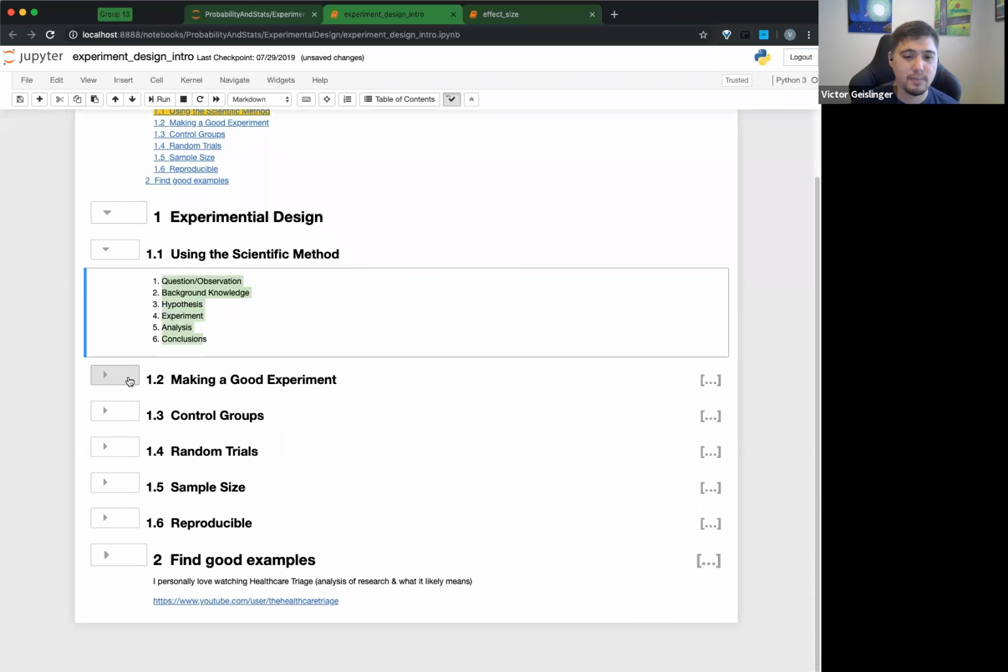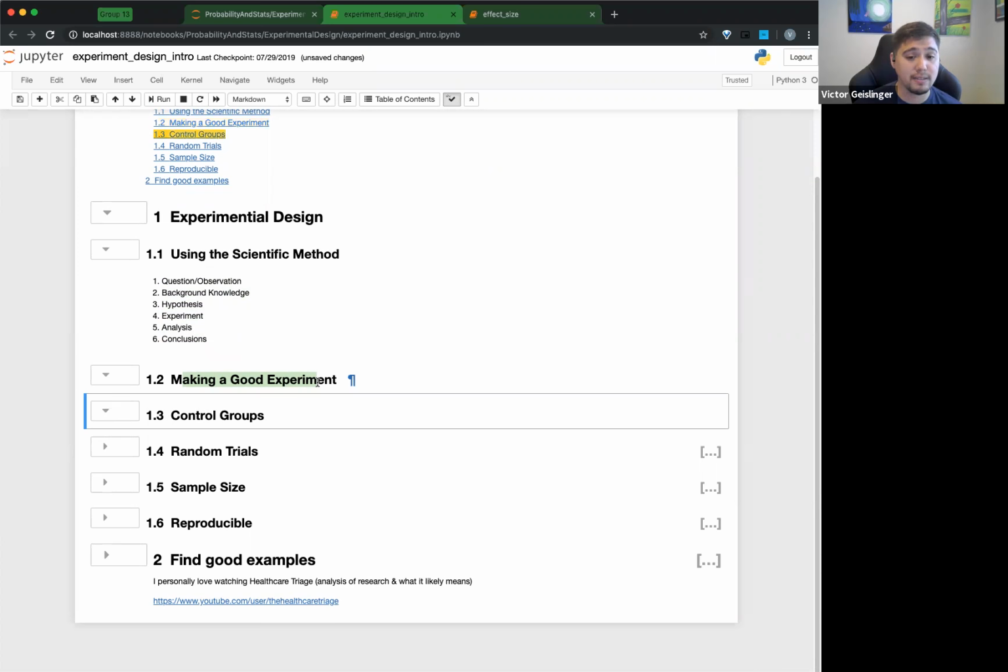Some things to consider when making a good experiment: you want to think about random trials, control groups, and your sample size. A control group, does anyone know what a control group is? Good. Just to reiterate, our control group is something that we are not changing. That's kind of your null hypothesis equivalent: there's no change in this.